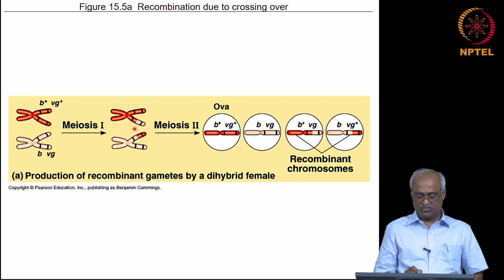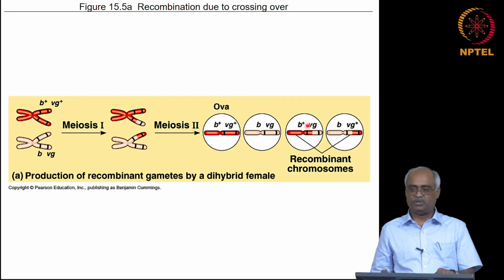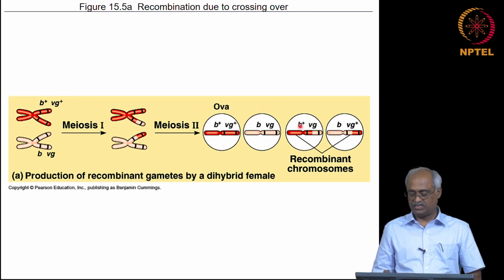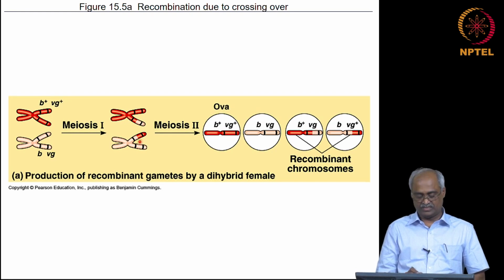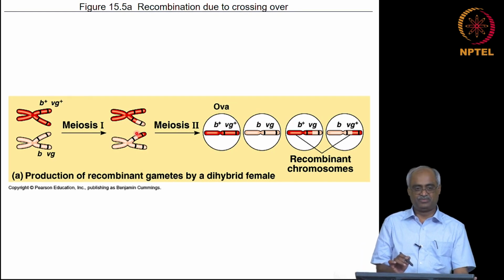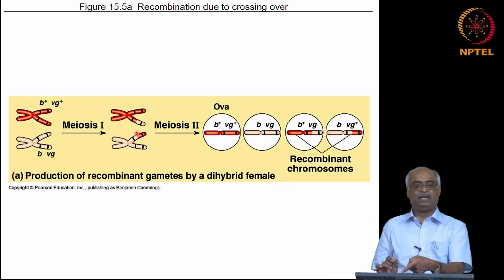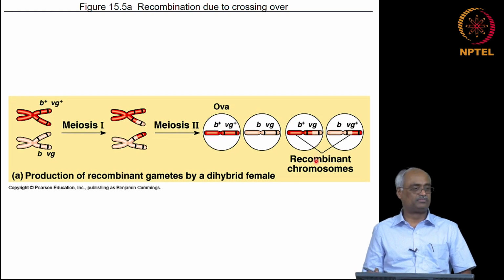Now, the duplicated ones, if they are going to swap parts as you see here, then you can end up producing these two, right. See, we started with B plus and VG plus. Now, you have a situation where you have B plus and VG, just VG, no plus, and that is because of this swap. This was something the cytologists had observed during meiosis, and Morgan proposed something like that can happen and you will have these recombinants, okay.